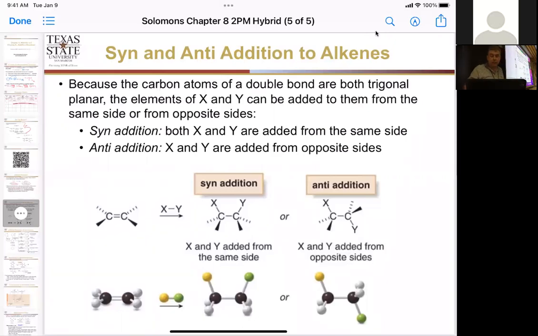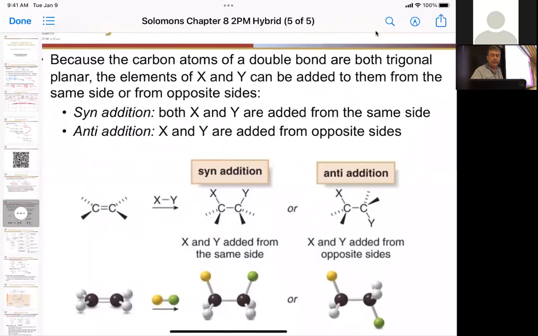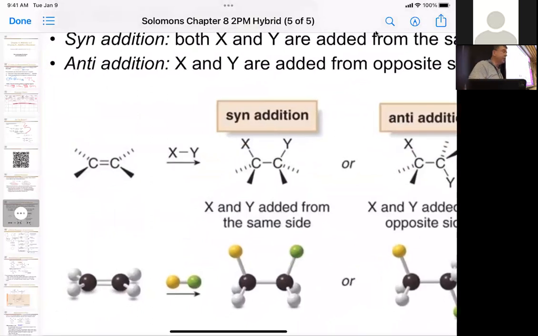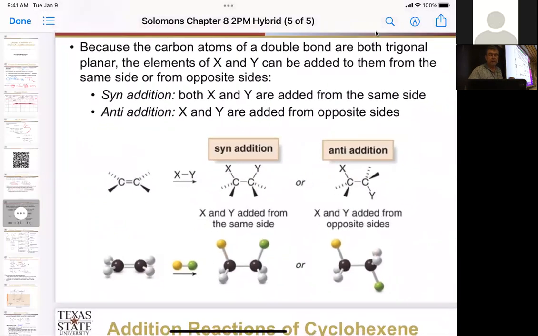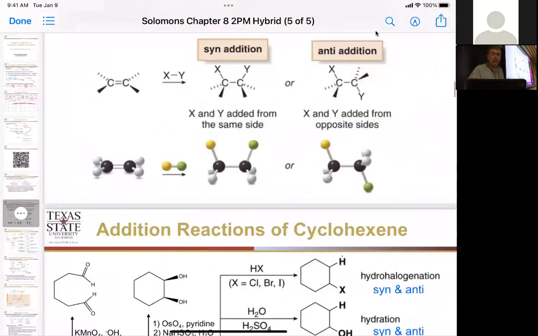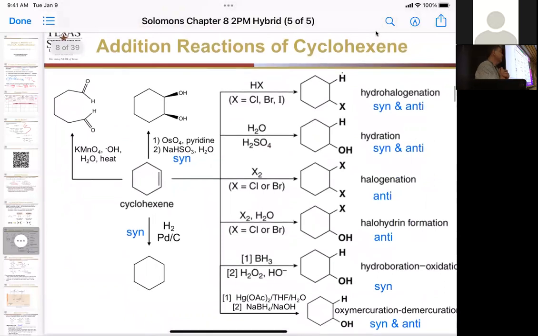Okay, so in the case of arsine and anti-addition, it turns out that is going to affect the stereochemistry of our final products too. So that selectivity is going to be important. Okay, so these are all the reactions we're going to learn in this chapter today.